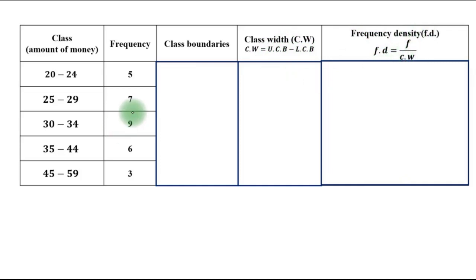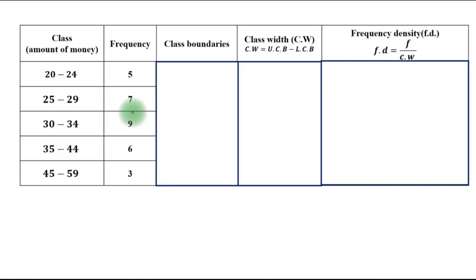The reason is simply because the first thing you have to check is whether the class width is uniform or unequal. If class width is uniform, we plot frequency against class boundaries. If not uniform, we plot frequency density against class boundary.